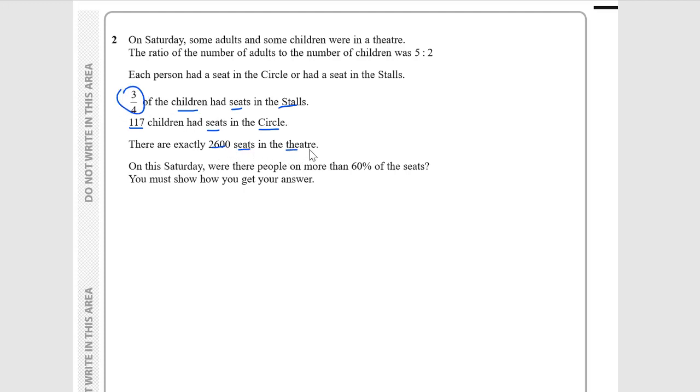So the exam question asks you to show how you get to your answer. It basically wants to know, on the Saturday, were more than 60% of the seats occupied? The ratio of adults to children is 5 to 2. So we know that there's going to be 5/7 adults, and 2 out of 7 children. It's the ratio.